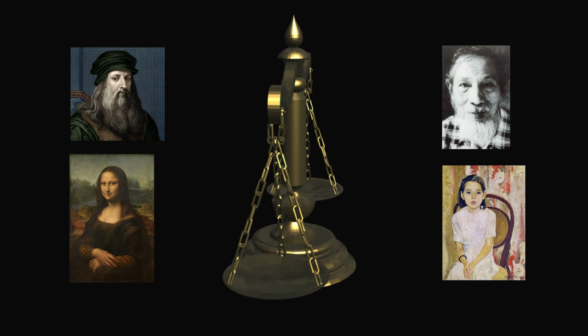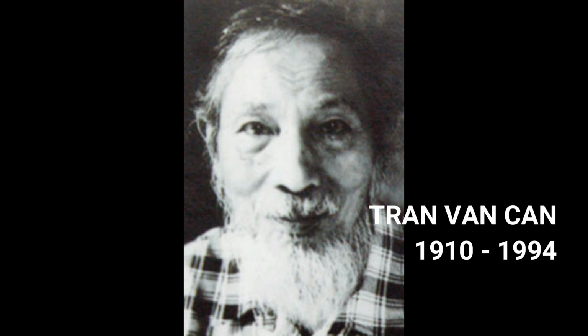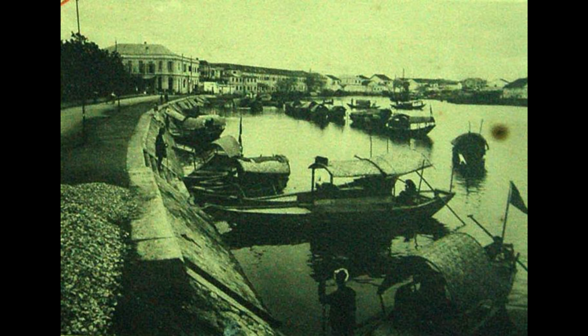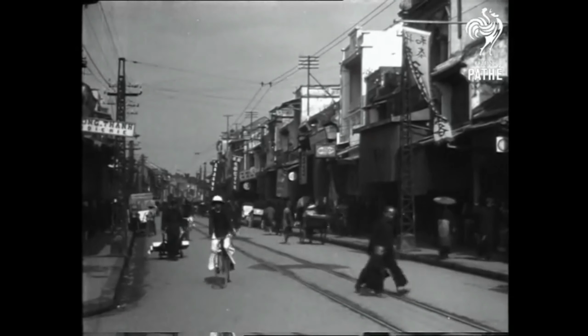and nostalgia. Painter Tran Van Can was born on August 13, 1910 in Hai Phong city, a major port city in northeastern Vietnam. But he lived and worked mainly in Hanoi.